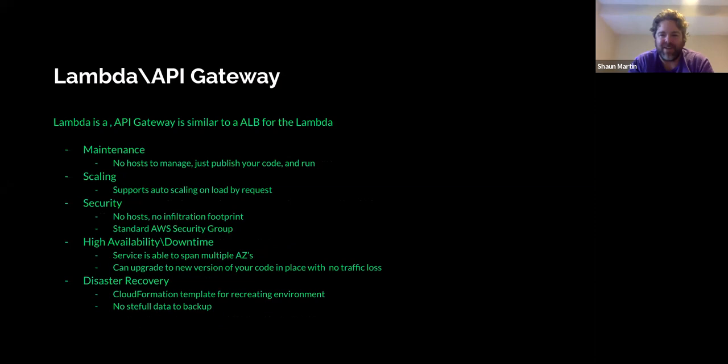You kind of set it up, you point your Lambda functions, you put your API gateways to it, and you're good. Again, there's no host to manage, you just publish your code and run. It scales on load by request in your Lambda functions, and there's not even a host to infiltrate. They can infiltrate your scripts, but then they have no footprint from that point forward. And then high availability and downtime is all handled by AWS.